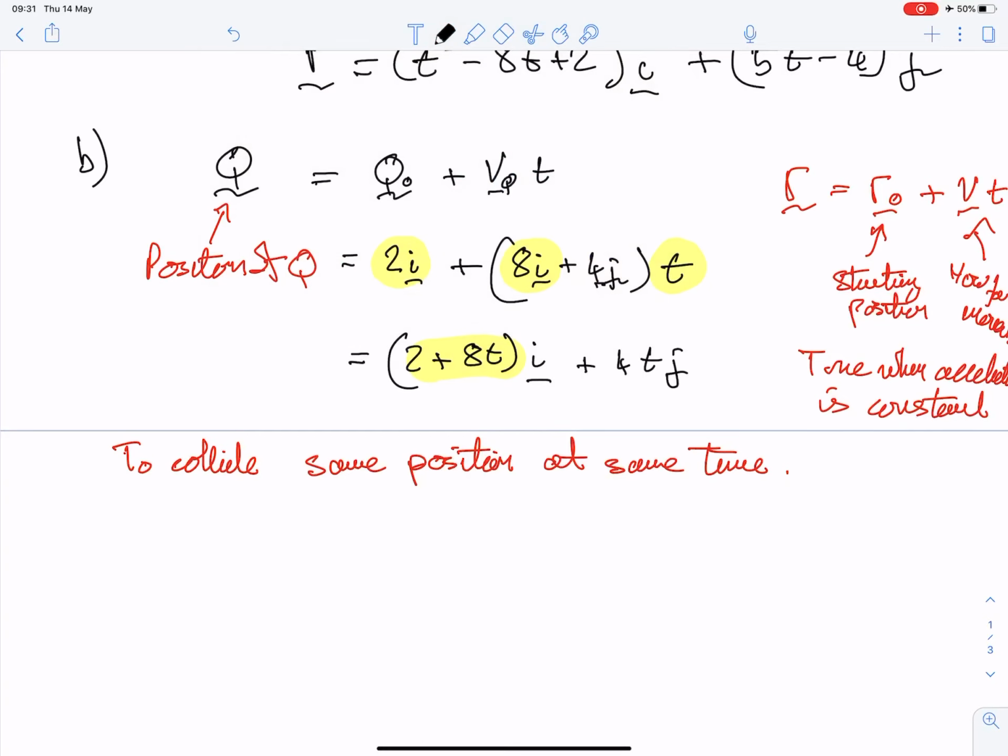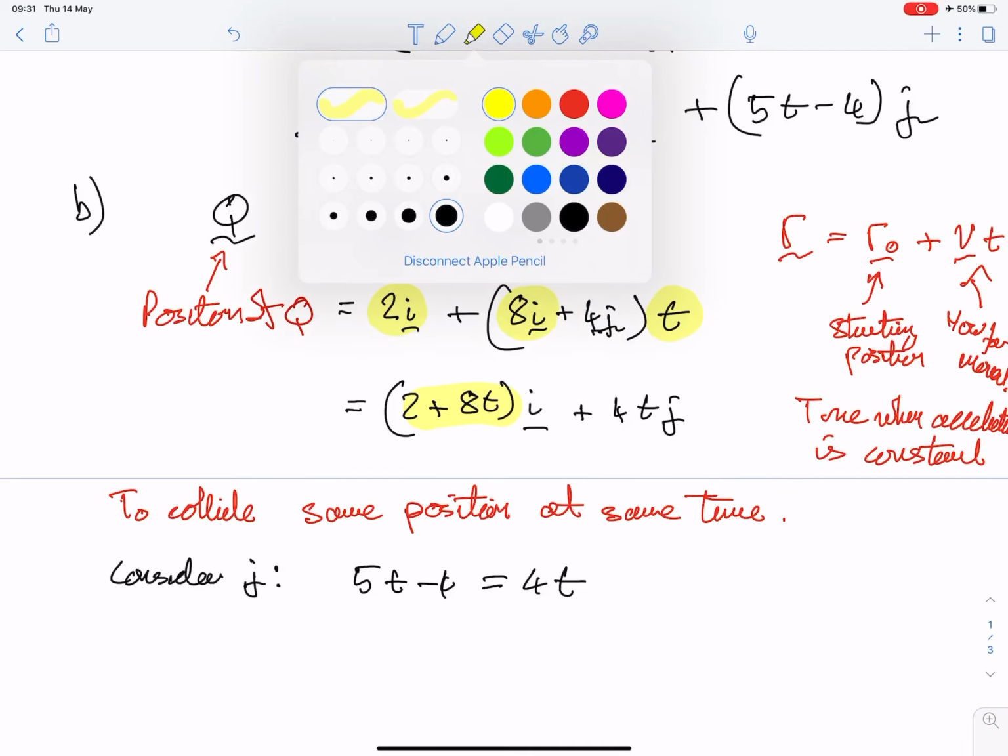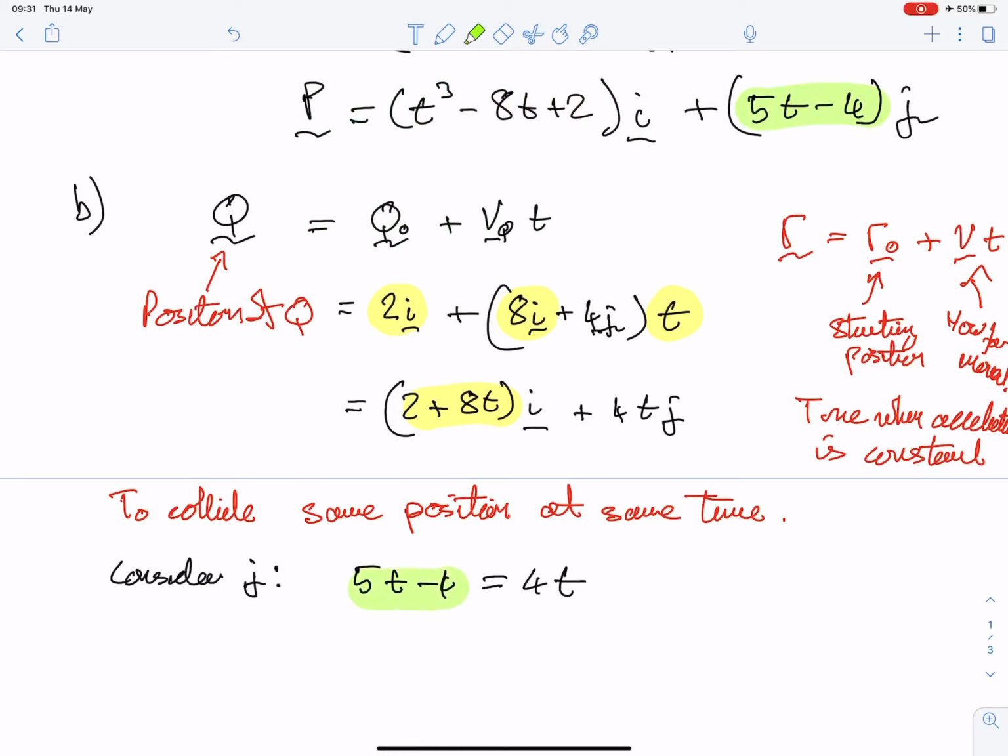Okay, so let's consider the i components. In fact, it's probably easier to consider the j components. Yeah, the functions are simpler, aren't they? So consider the j components. We get 5t minus 4 is equal to 4t. The j component and the j component of their positions must be equal. Well, that's fairly straightforward to solve. That gives t equal to 4 seconds.